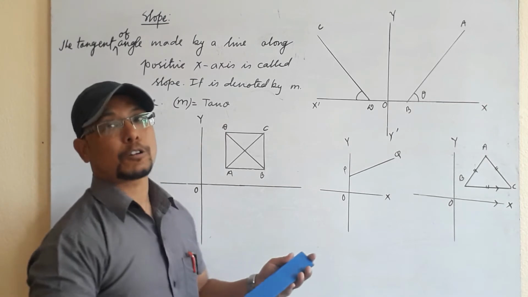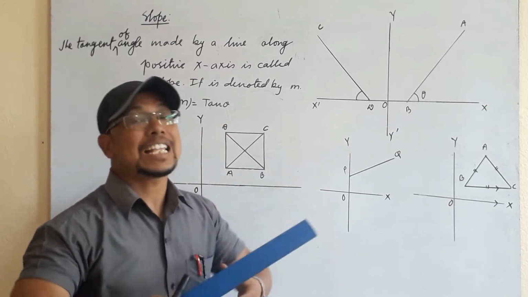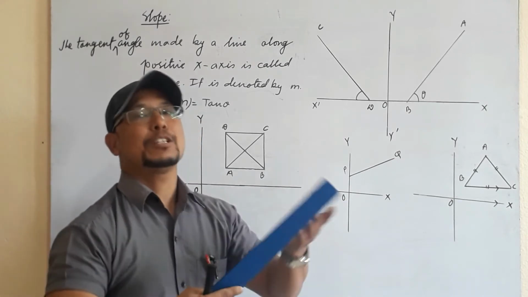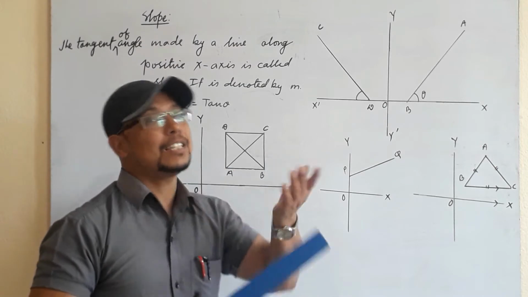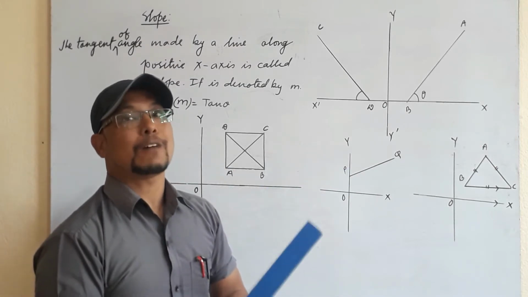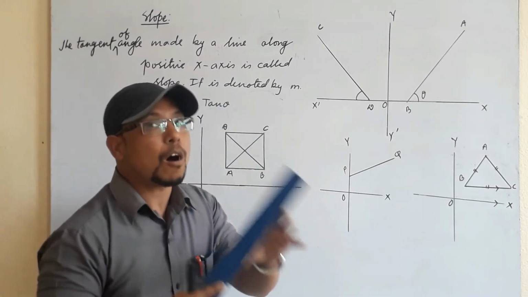Now let's talk about what slope is. Slope is the tangent of the angle made by a line. Tangent means tan. So if the angle is theta, then the tangent of the angle is tan theta. So slope is the tangent of the angle, and what must the angle be here?